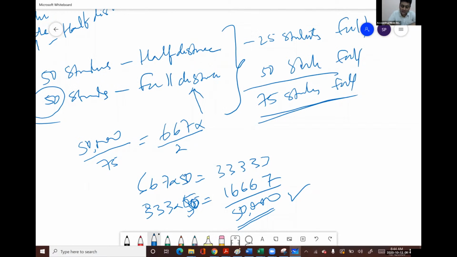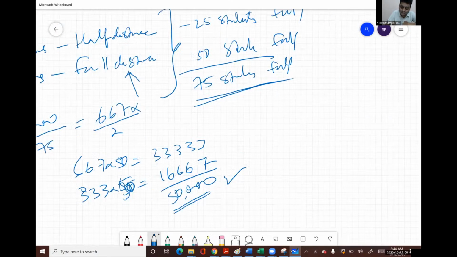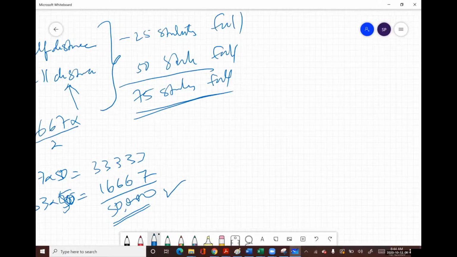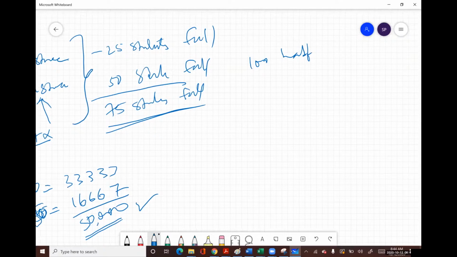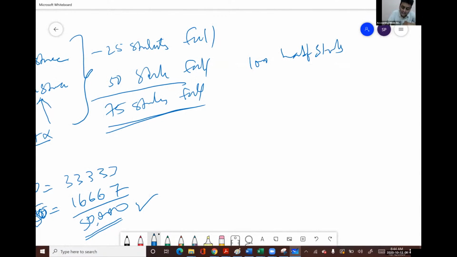Then what will it become? That will become 100 half students, and 50 half students, so this becomes 150 half students. Okay, so what is the cost?